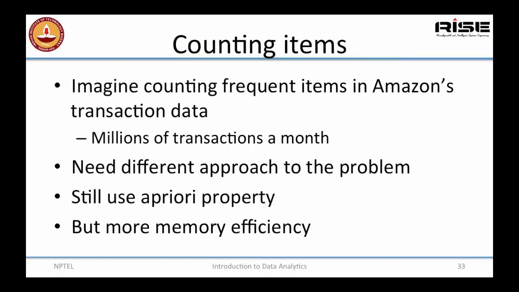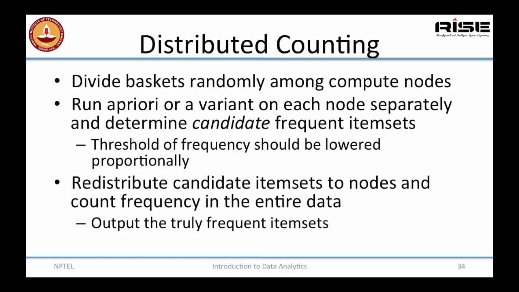Here is another example. We talked about frequent pattern mining and association rule mining. Imagine counting frequent items in Amazon's transaction data. You have millions of transactions a month, so just blindly running Apriori is not going to work. We need a different approach to the problem. We can still use the Apriori property, but we have to think of how to handle the memory more efficiently. So here is a very simple approach to do distributed counting.